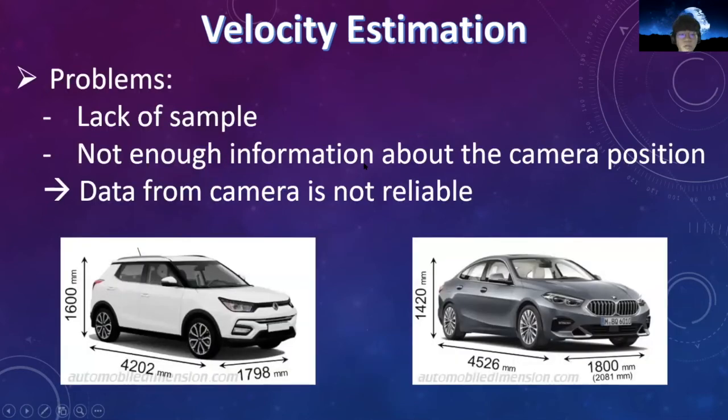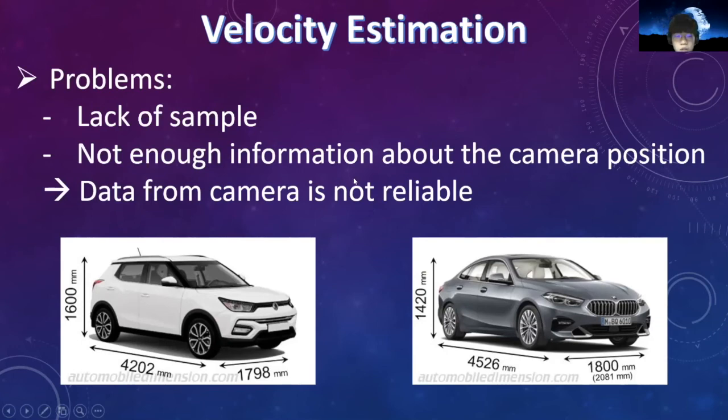As I mentioned before, the velocity estimation has one big problem: because of COVID-19, we are not able to go outside, set up our own camera and take our own samples. So we lack real samples to estimate the speed. Also, because we didn't use our own camera, we don't have enough information about the camera position, like how high the camera is, or what the angle of the camera is compared to the car and the road. If we don't know anything about the camera position, then the data from the camera is not reliable.